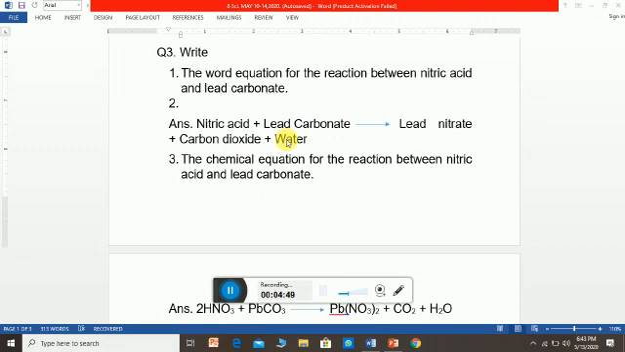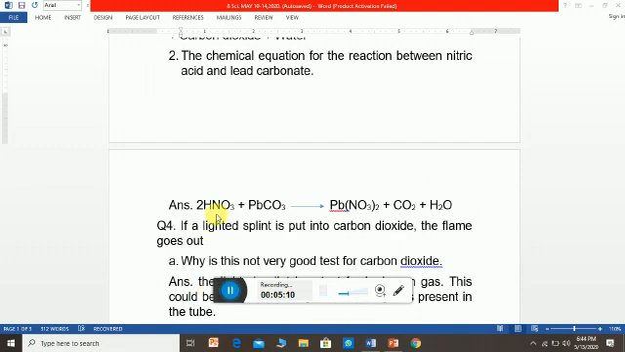Now the second part of the question is to write down a chemical equation for the reaction between nitric acid and lead carbonate. The chemical equation will be: nitric acid, HNO3, plus lead carbonate, PbCO3, gives on the product side lead nitrate, Pb(NO3)2, which is a metallic salt, carbon dioxide, CO2, and water, H2O. This is the chemical equation for the reaction.